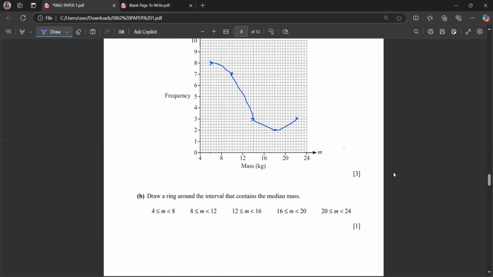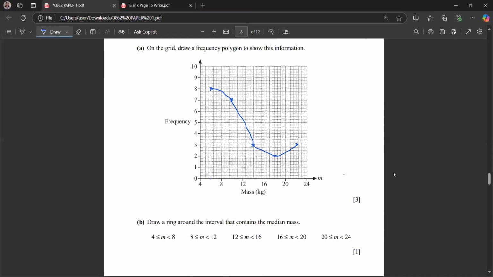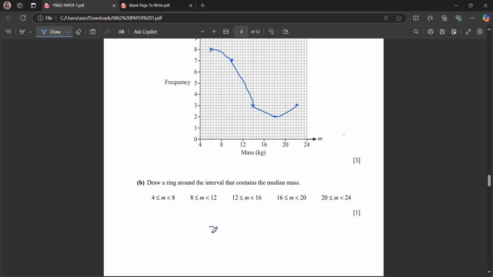Draw a ring around the interval that contains the median mass. Median means the middle value. Find the middle value. So out of 23 boxes, to find the middle value, you can just do, if it's an odd number, then add a 1 to it and divide by 2 so that you don't get a decimal answer. Because if you do 23 by 2, you'll get 11.5, right? So instead, 24 by 2 is 12.